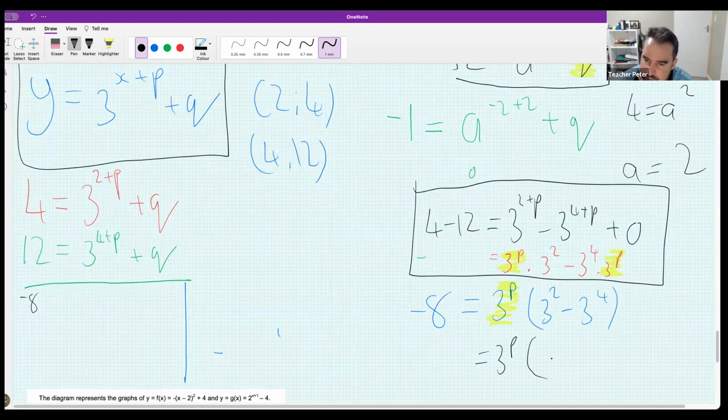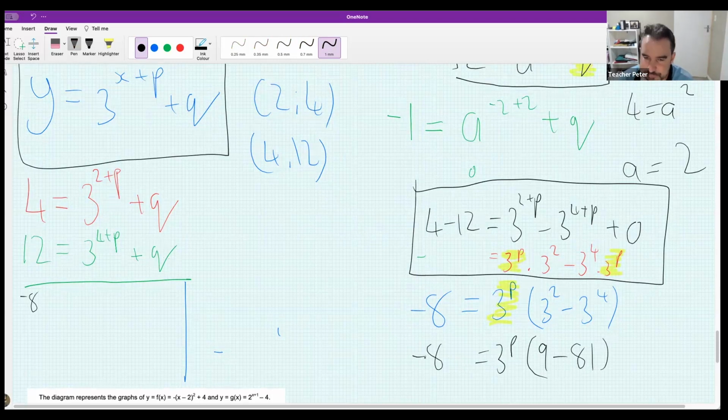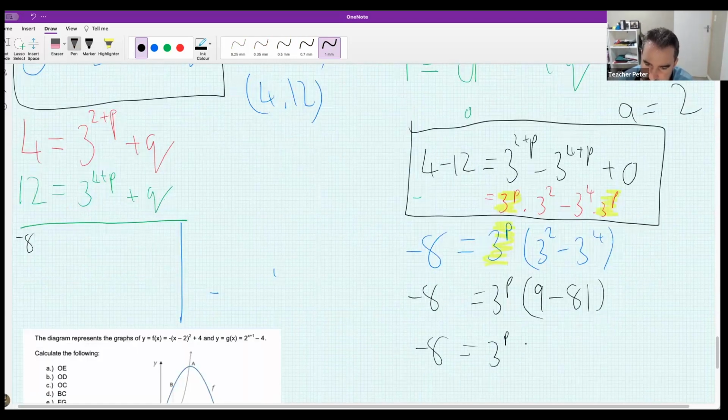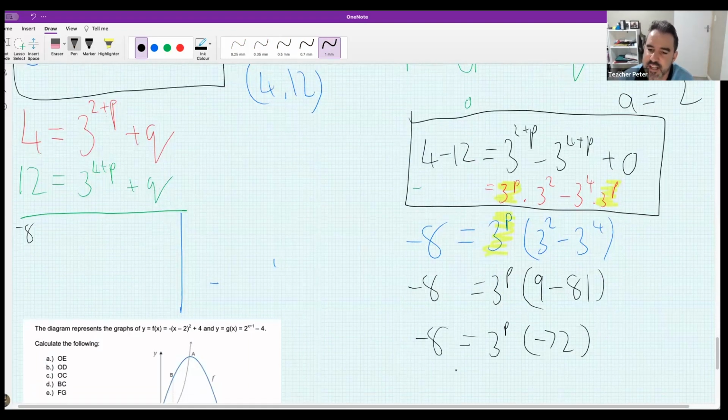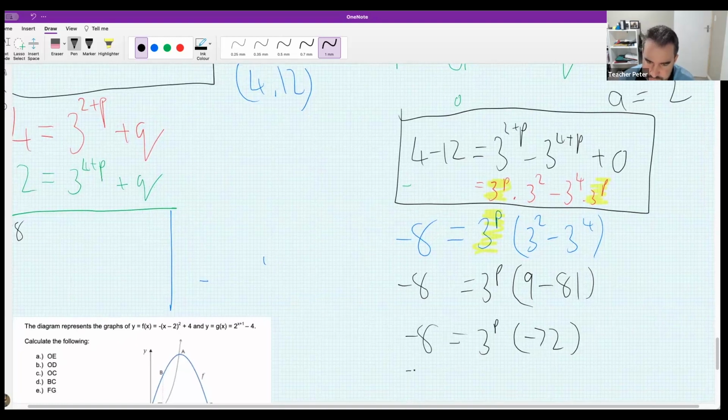So then this is going to be 9 minus 81. And that's going to be minus 8. And then what is 9 minus 81? It's going to be minus 72. Then minus 8 over minus 72 is equal to this. And that's going to be positive. Now, what is 8 over 72? It's going to be 1 over 9.